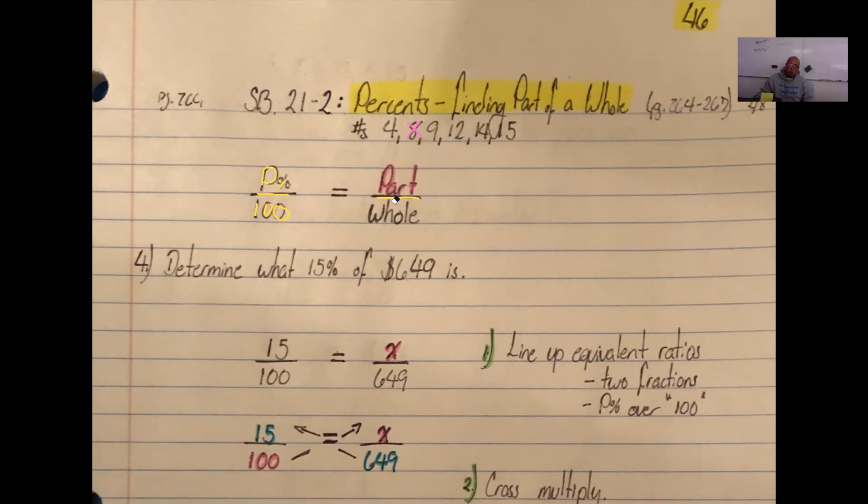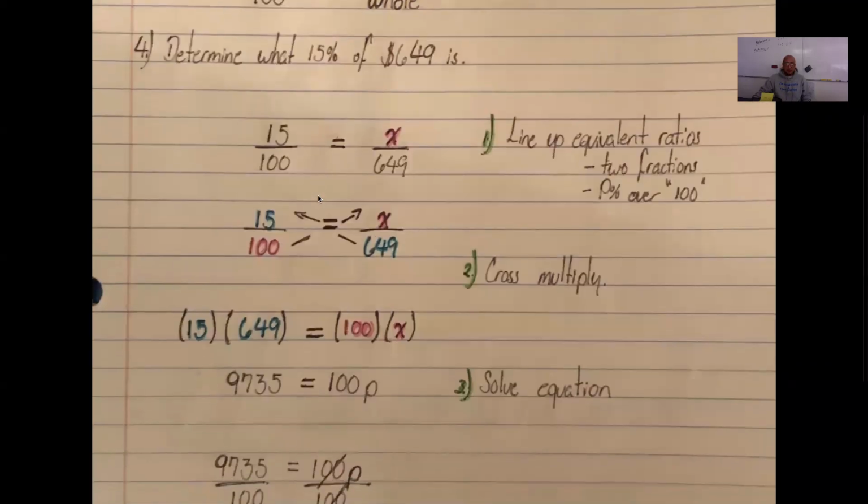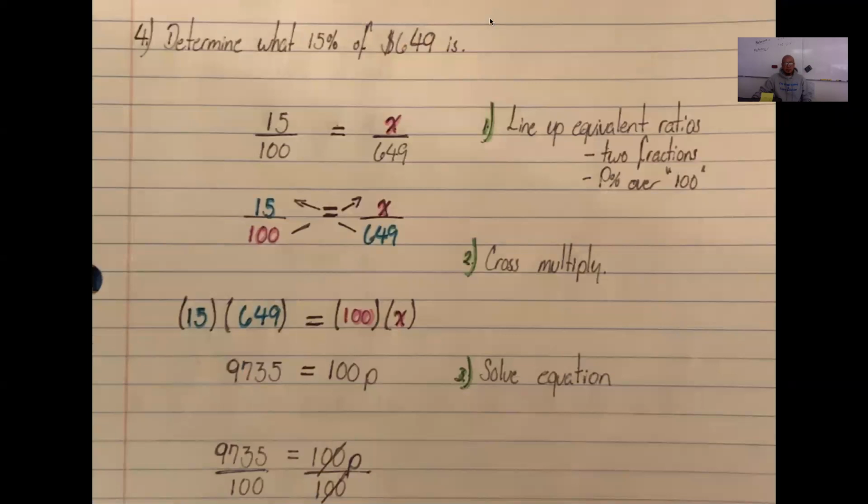We're also going to be given the whole, or the full amount, the original amount. That is always going to be in the denominator because the whole is equivalent to 100%. Anytime you have the original amount or the full amount of something, that is your 100%. And finally, we're going to be looking for the part. We're going to use equivalent ratios to find our part. For example, let us look at this example. It reads, determine what 15% of $649 is.